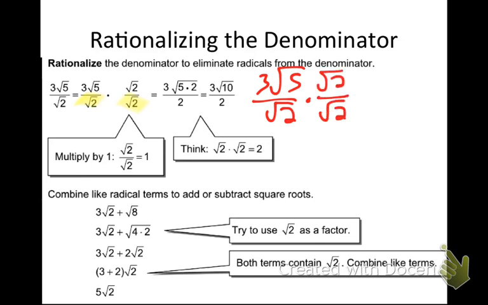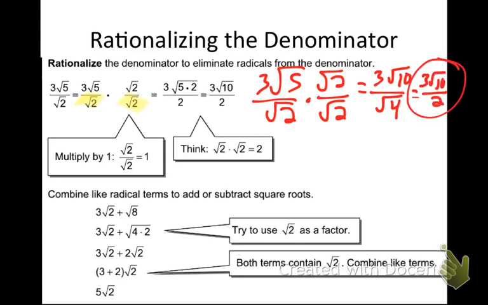Well, what's 5 times 2 get me? Okay, what's 2 times 2 get me? What's square root of 4? I got rid of the radical because I found a perfect square on the denominator. So that's why we multiply by the same number, because we're going to end up with a perfect square then, and that's my answer. Okay?